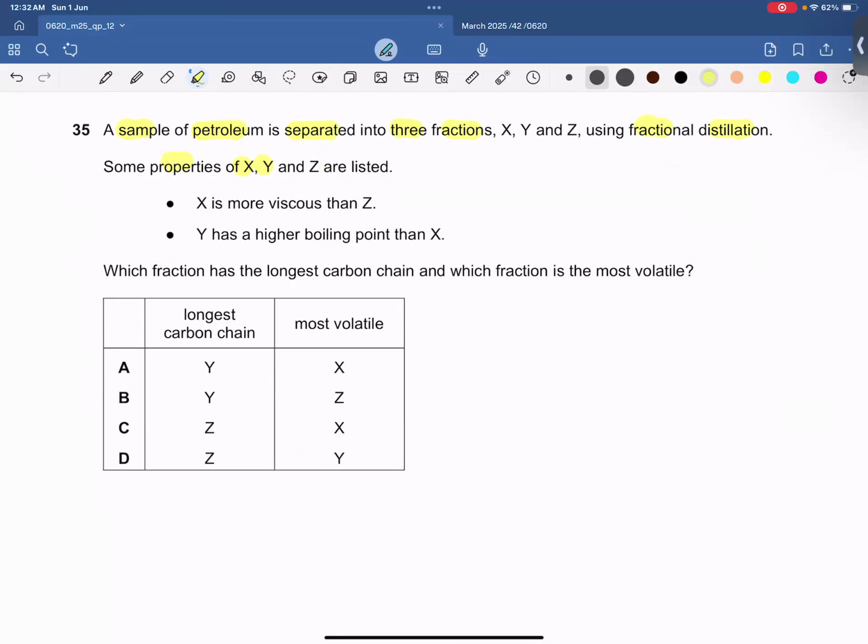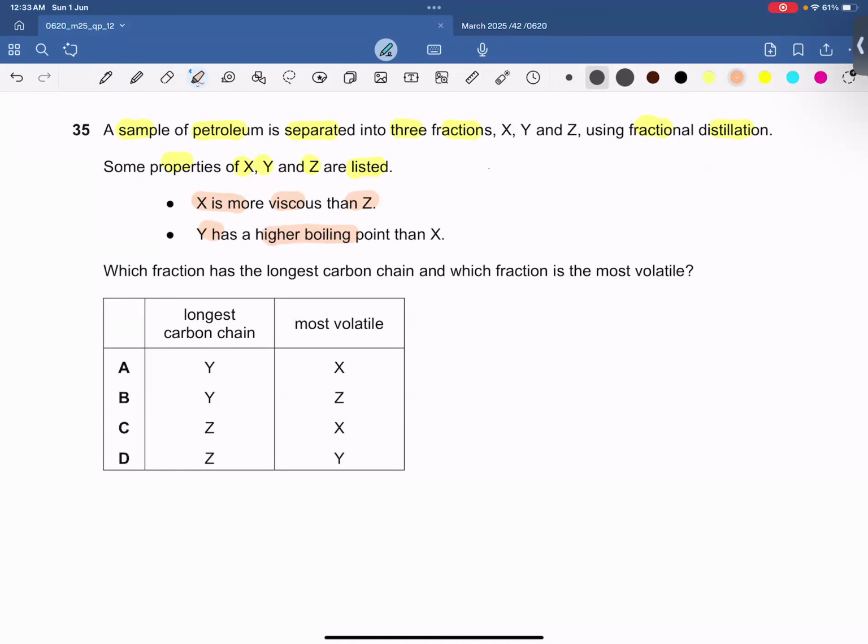Some properties of X, Y, and Z are listed. X is more viscous than Z. That means X has more mass. If X has more mass, then it means X. Okay, X has more mass. Okay, don't jump to conclusions. Okay, let's read. X is more viscous than Z.